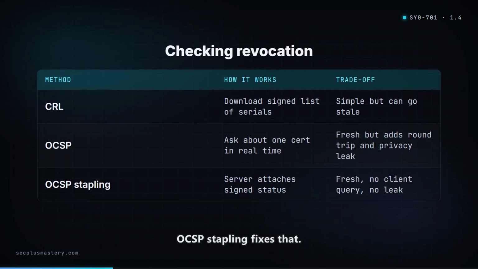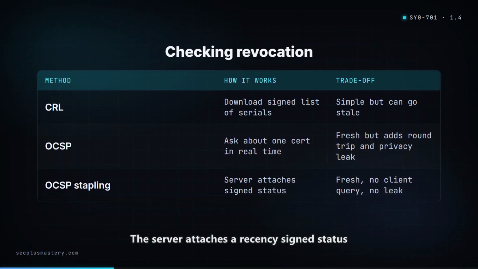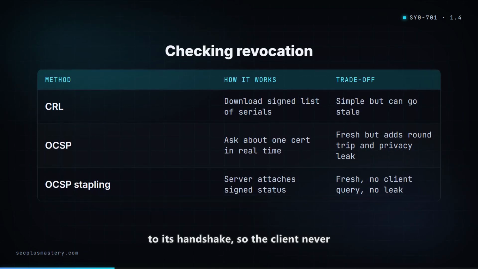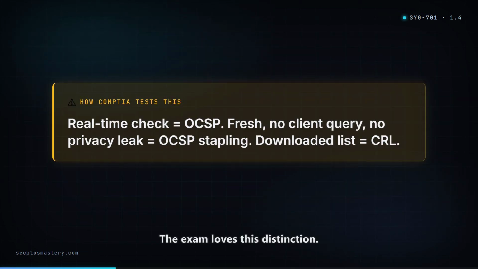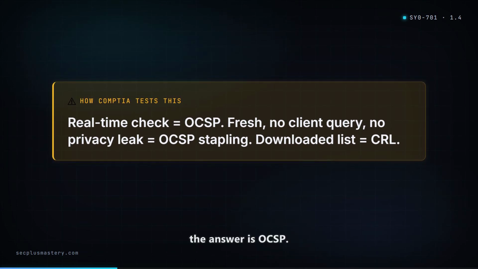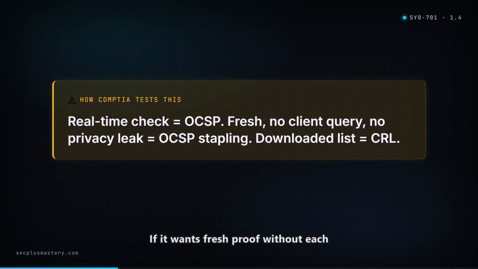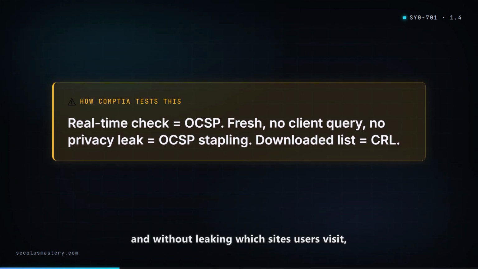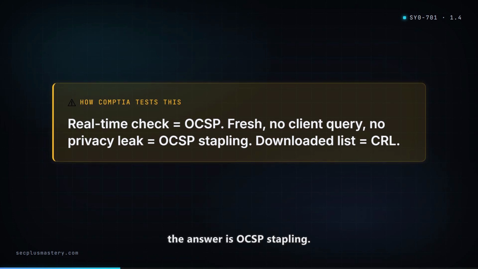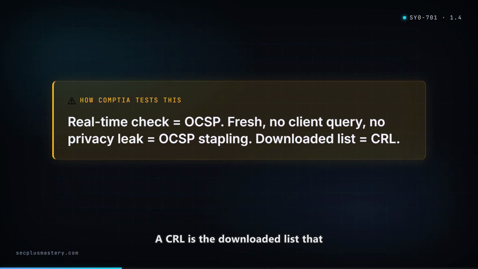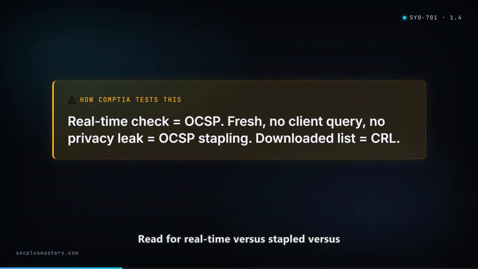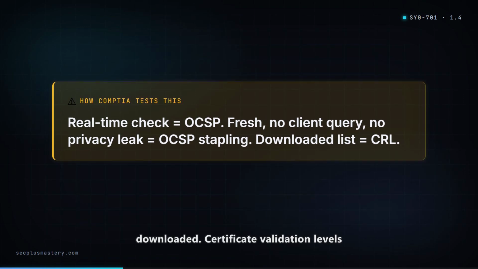OCSP stapling fixes that. The server attaches a recent signed status to its handshake, so the client never has to ask. The exam loves this distinction. If it wants a real-time, on-demand revocation check, the answer is OCSP. If it wants fresh proof without each browser contacting the CA and without leaking which sites users visit, the answer is OCSP stapling. A CRL is the downloaded list that can be stale. Read for real-time versus stapled versus downloaded.